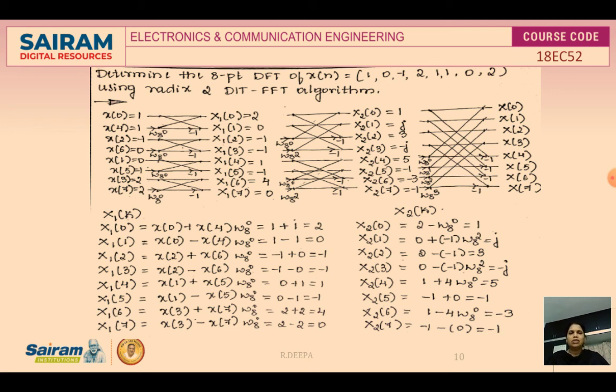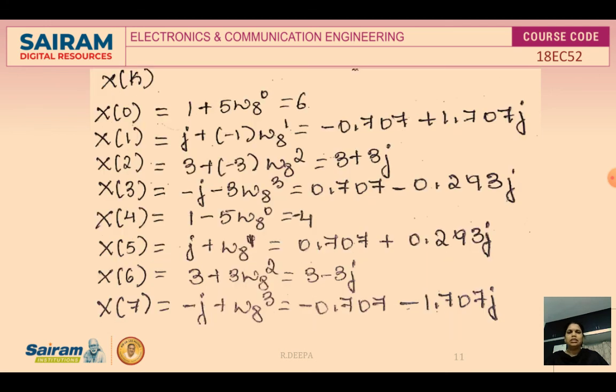So please take care while solving the problems and see that there should not be any mistake in the flow diagram as well as in the computation part. So one thing you need to be clear about is framing the equations and verifying each and every stage, so that in the next stage you will not get any wrong answers. Okay, this is how to compute the DFT of a given discrete time sequence x of n using the DIT FFT algorithm.